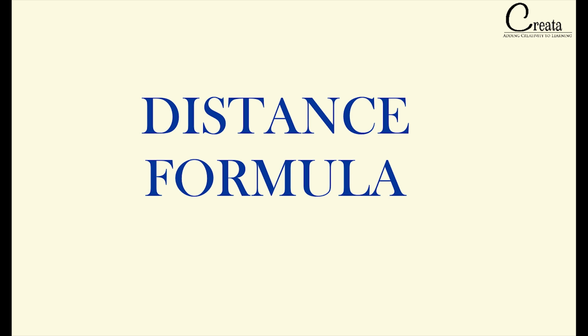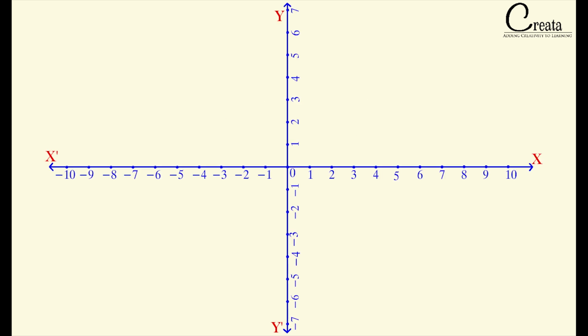Before moving to the formula, let's try to calculate the distance between any two given coordinates. Say in our first case, we will take the point A as (3, 2) and the point B as (6, 5). We will try to calculate the distance between point A and point B.